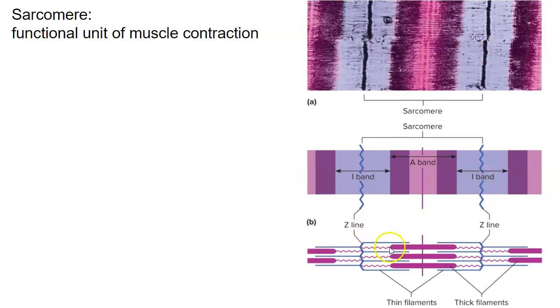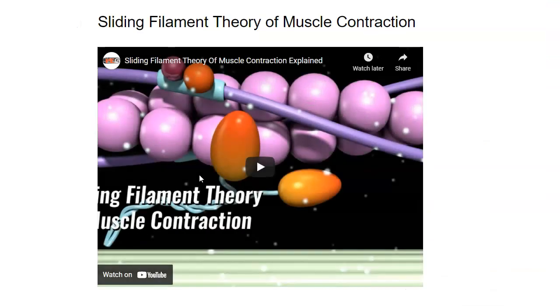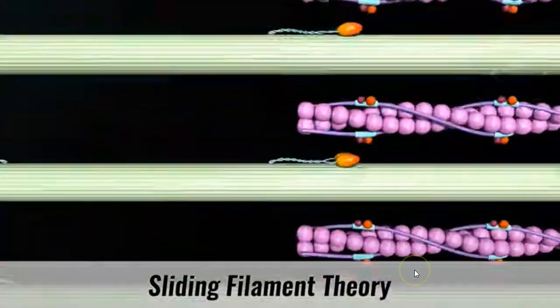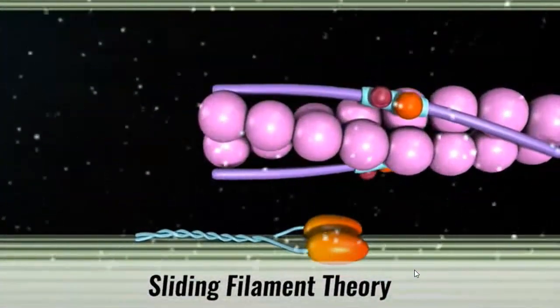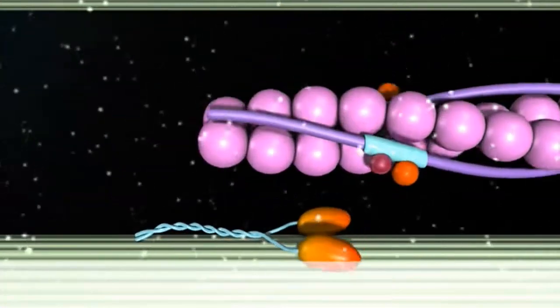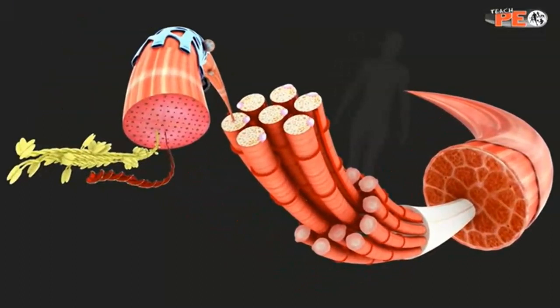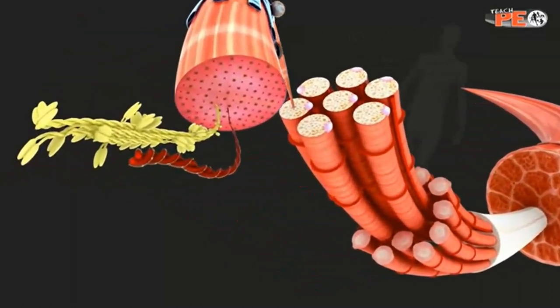And it's these actin and myosin fibers, when they slide past one another, that creates muscle contraction. And we call that the sliding filament theory of muscle contraction. Sliding filament theory is the mechanism by which muscles are thought to contract at a cellular level. An understanding of the structure of skeletal muscle is useful when learning how sliding filament theory works.